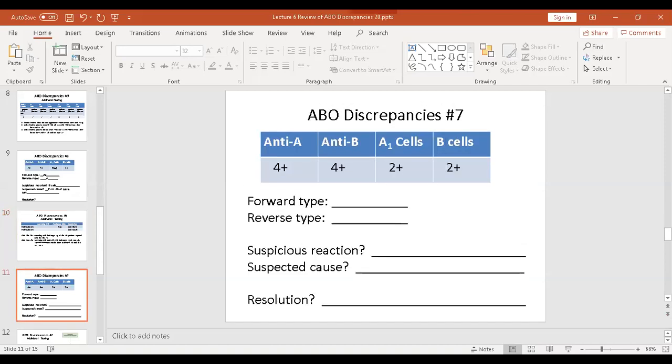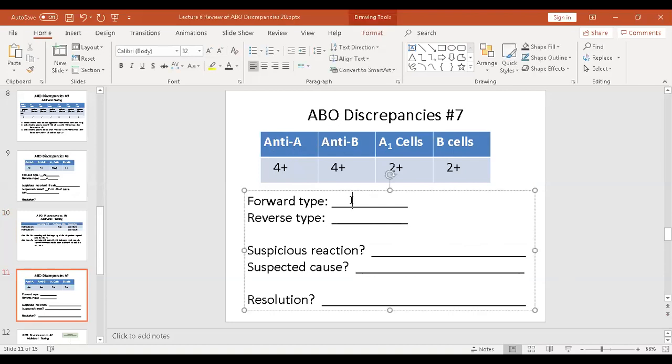So let's move on to number 7. Once again, we look at our forward typing, 4+ with anti-A, 4+ with anti-B. So our forward typing is looking like AB. Someone who's AB should have negative reactions here, okay? And we're seeing, unfortunately, 2+ reactions with both the A1 cells and the B cells. And so what type basically has both antibodies?